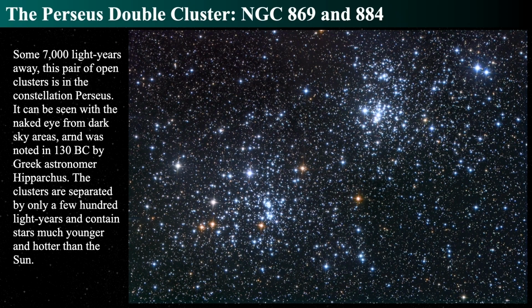All right, another example, one of my favorites that you can go see in a small telescope, is the Perseus Double Cluster, or NGC 869 and 884. It's two clusters that are approximately 7,000 light years away. It's been seen for a very, very long time. It was even noted by the astronomer Hipparchus, who gave us the magnitude system, as well as the idea of looking at the brightnesses of stars. Those two clusters are separated by a couple hundred light years, and many of the stars are much younger and hotter than the sun.